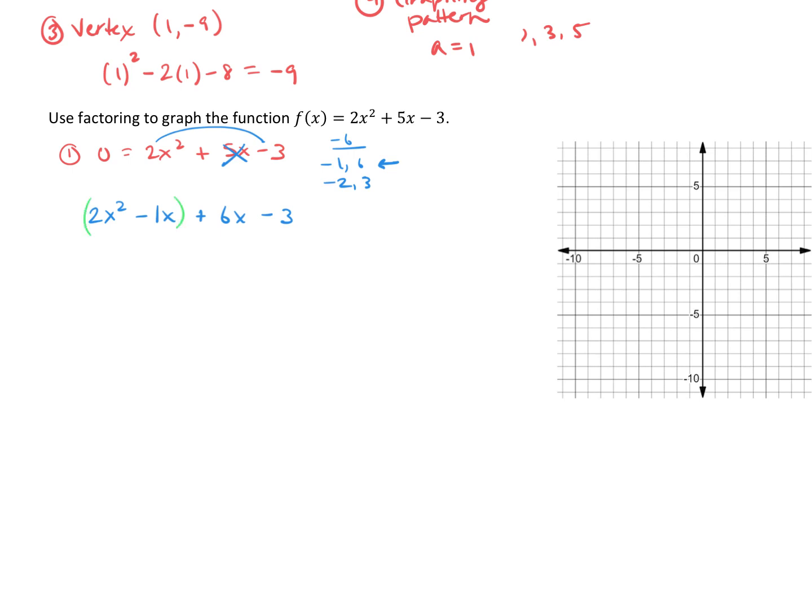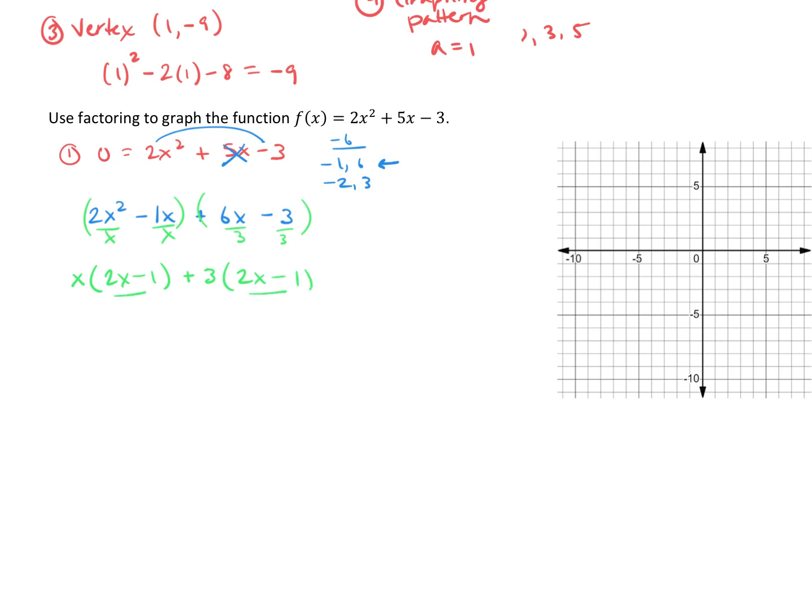Group the first 2 terms, find a GCF. They have an x in common, so we're going to factor an x out of both terms. When we factor the x out of 2x squared, you're left with just a 2x, minus 1 when you factor an x out of the 1x. Group the second 2 terms. Our GCF here is a positive 3. So let's factor a positive 3 out of both terms. Leaves us with a 2x minus 1.